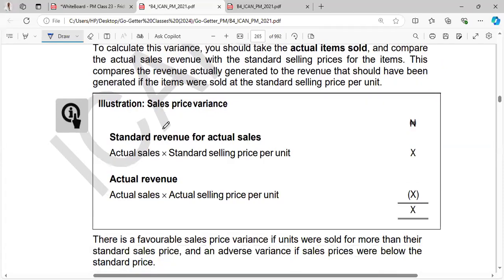Standard revenue for actual sales. Look at the actual sales. So in the case of sales, the actuals come for the standard, for you to get a favorable variance. This is the standard here: actual sales quantity multiplied by standard selling price. Actual sales, actual selling price. If the upper one is bigger than the lower one, you have adverse.